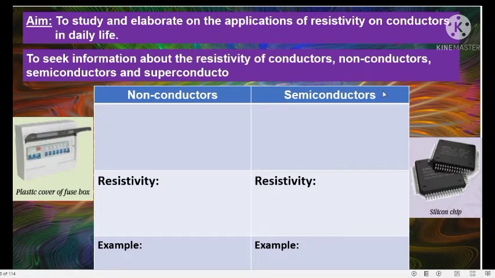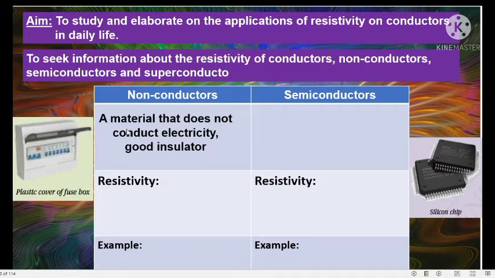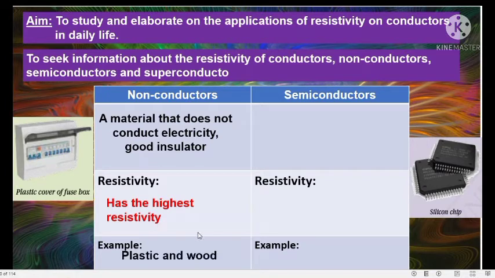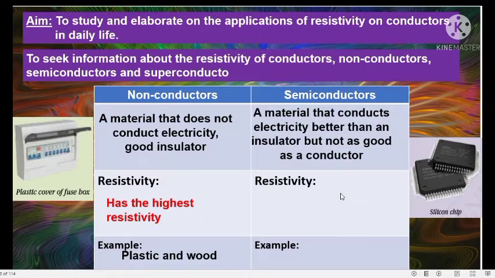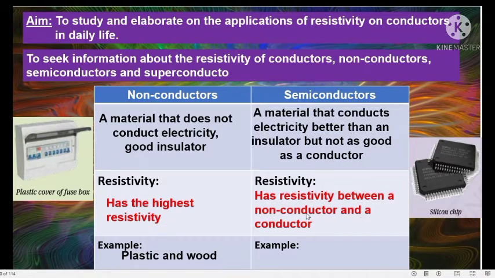How about non-conductors and semiconductors? Non-conductors are materials that do not conduct electricity, or good insulators. They have the highest resistivity, so they block current from passing through. Example, plastic and wood. Semiconductor, a material that conducts electricity better than an insulator, but not as good as a conductor. It can function as an insulator at low temperature, and can become a conductor at high temperature. So resistivity is also between insulator and conductor. Example, silicon, germanium.